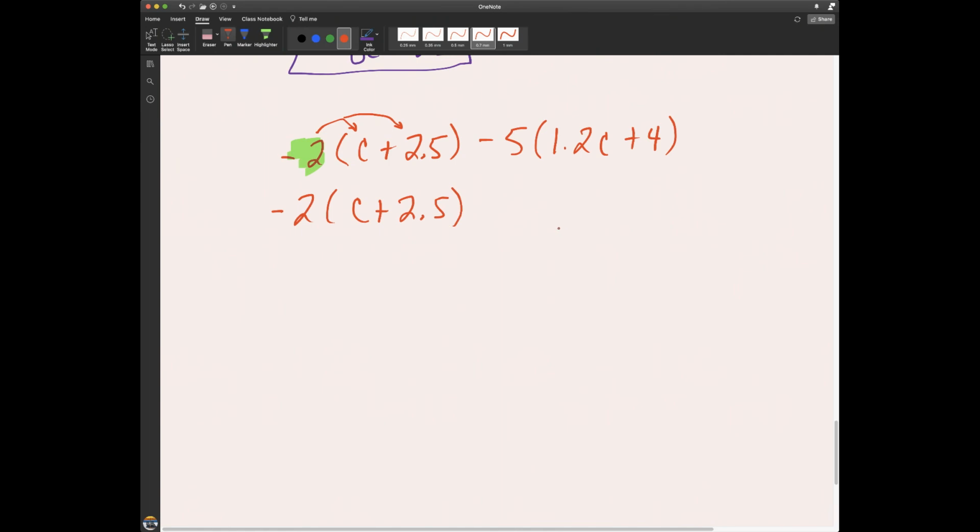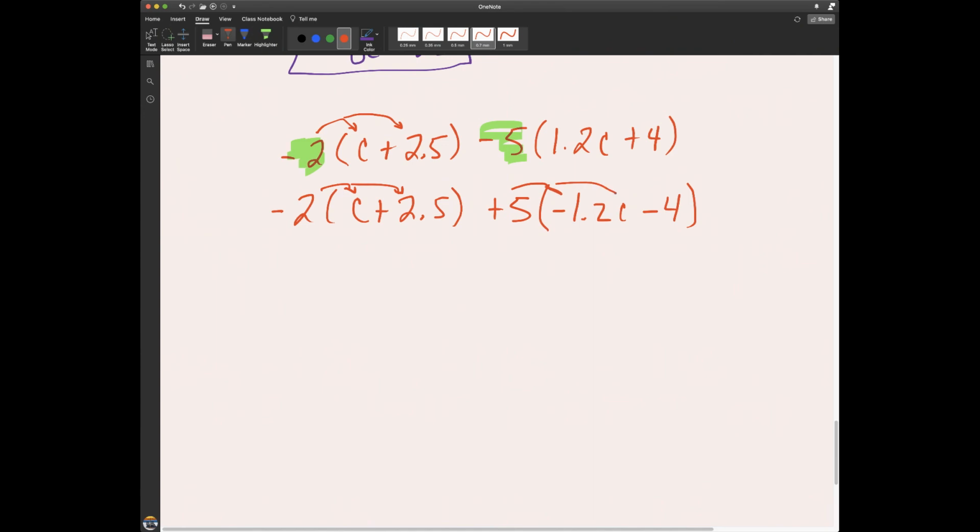Let me just add the opposite. So think of this as negative 5, so I'm going to write it as positive 5. What's the opposite of 1.2c? It's negative 1.2c. What's the opposite of positive 4? It's negative 4. Okay. And now I can go ahead and do the distributive property.